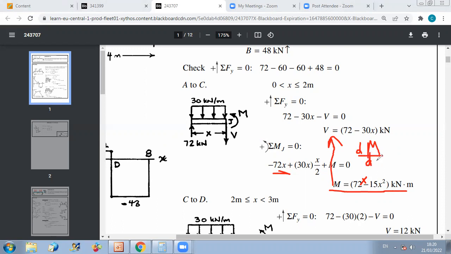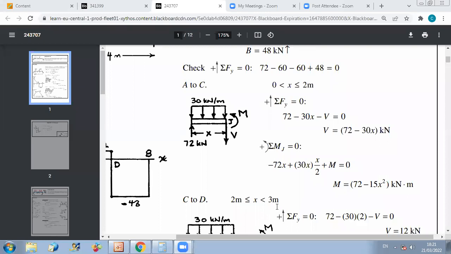is equal to 72 minus 30x. So you can verify that it's right. This is V. Okay. And now to draw the bending moment, you can say I have a parabolic variation of the bending moment in this region. And then you can take, if you want, 3, 4 points, and you can draw it easily. You take x equals 0, x equals 1, x equals 2. You can draw. Okay.